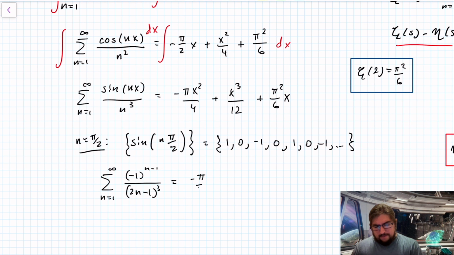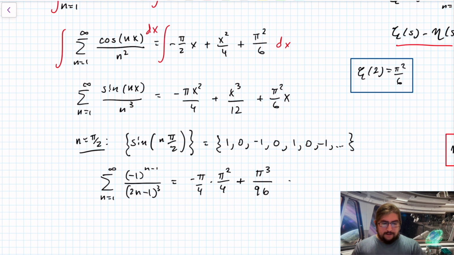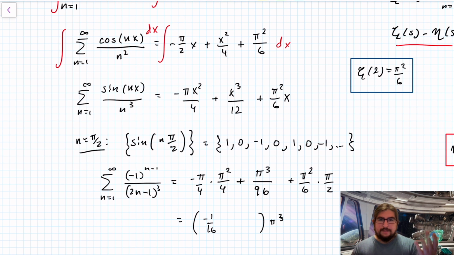So here we'll get negative pi over 4 times pi over 2 squared, which is pi squared over 4, plus, let's see, pi over 2 cubed is pi cubed over 2 cubed, which is 8, and 8 times 12 in the denominator is 96. Okay, and over here we have pi squared over 6 times pi over 2. So everything's multiplied by pi cubed if you look at that in the numerator. That's all pi cubed. Perfect. Now, as far as numbers go, we have negative 1 over 16. Pi is a number, but you know what I mean. As far as the fractions go, rational numbers.